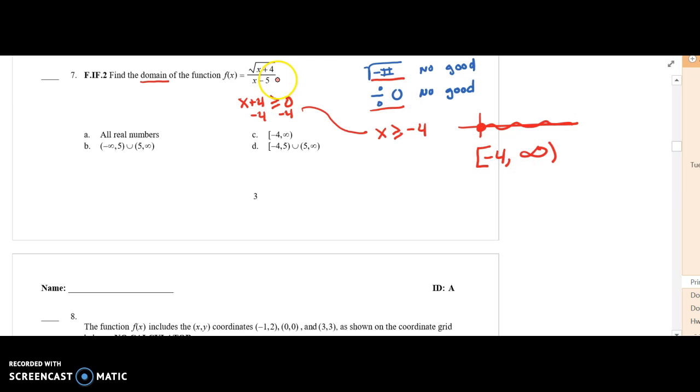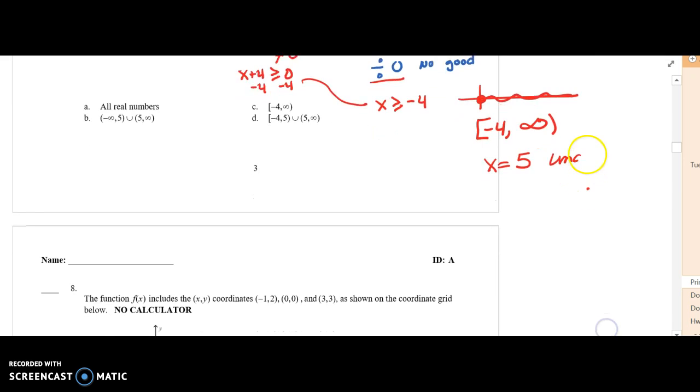But I also can't divide by 0. So x minus 5 cannot be 0. If it is, when I have x equals 5, I'm undefined.